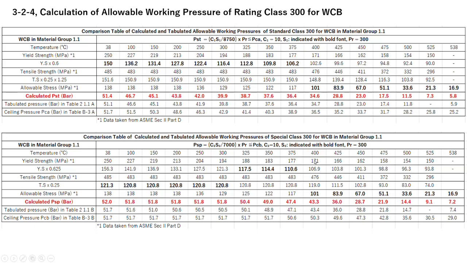And temperature 400 and more, allowable stress value, lower value indicated than others. So assign the S2 selected stress with indicated bold font, like this. So calculate the PSP number. So the 52.0 bar, 51.8 bar, like this.